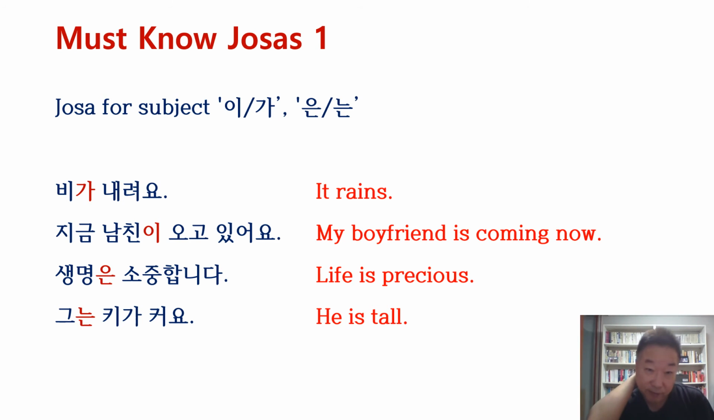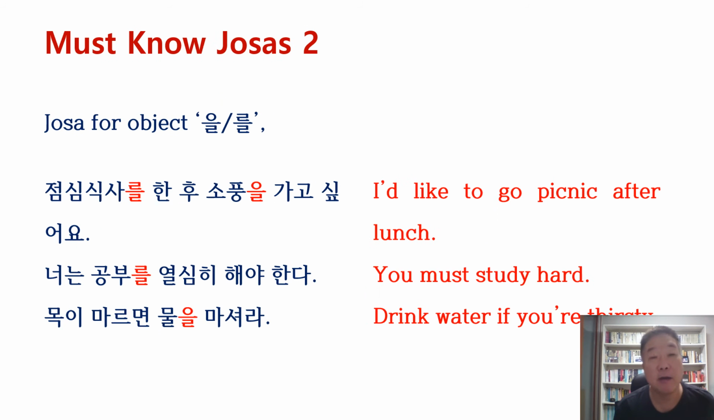Can you tell the difference between 가 and 이 or 은 and 는? Well, the subject word has no 받침. Maybe you still didn't learn about 받침. Well, let's talk about 받침 later. Anyway, there are these josas for subject. Okay. And there are other must-know josas, the josas for object.